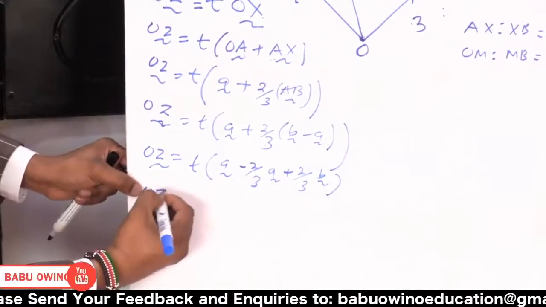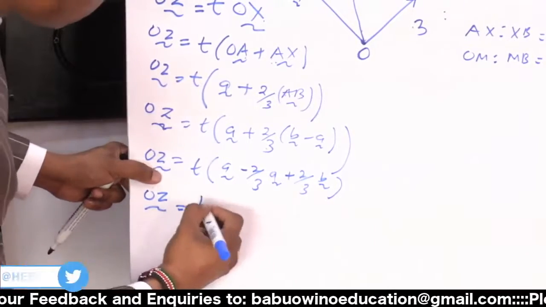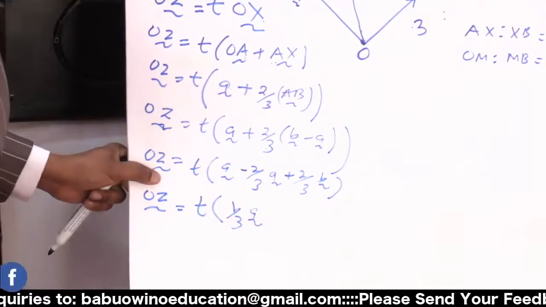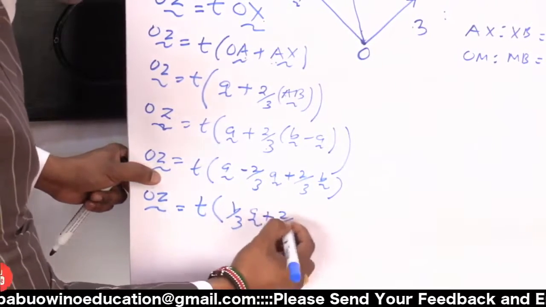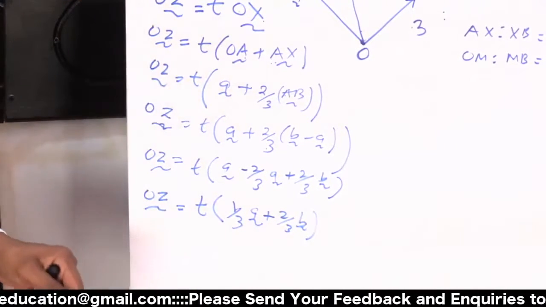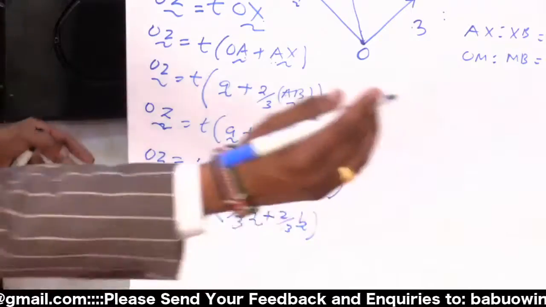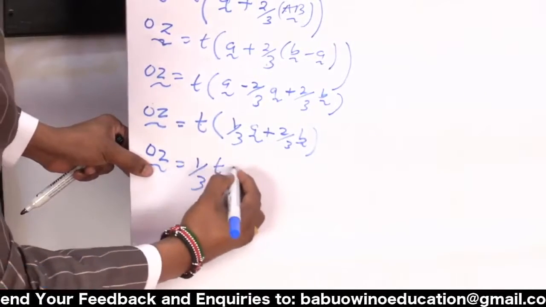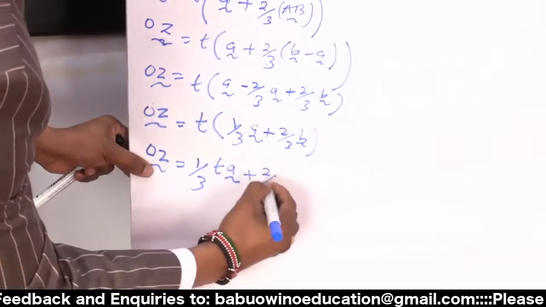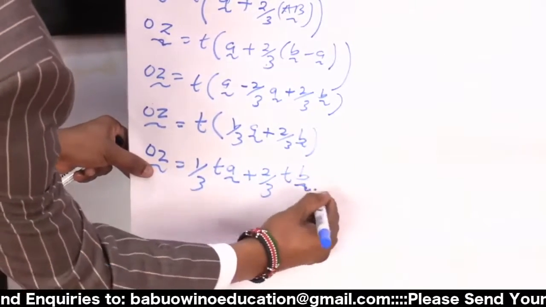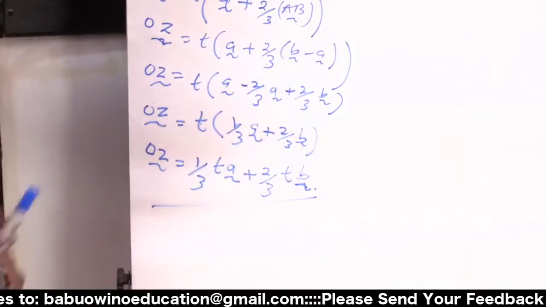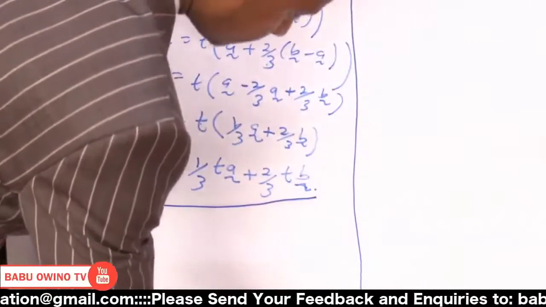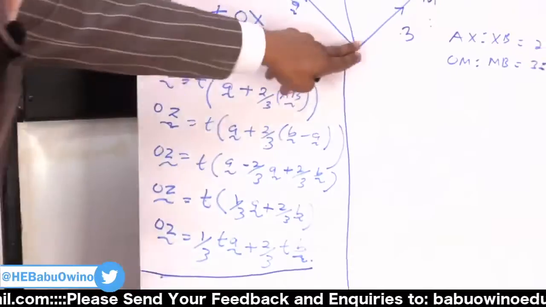So open this up, OZ equals T into A minus 2 over 3A, which is a third A, plus 2 over 3 B. Then further open it up, OZ equals, multiply everything by T. This is a third TA plus 2 over 3 TB. Now that is one way of expressing OZ.